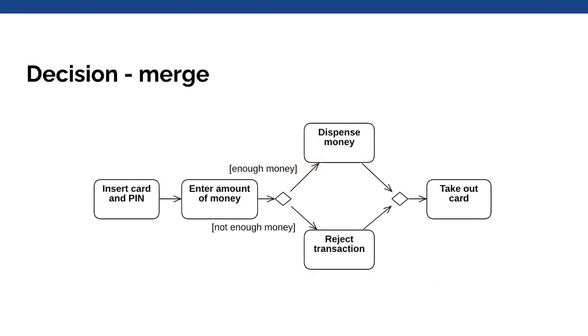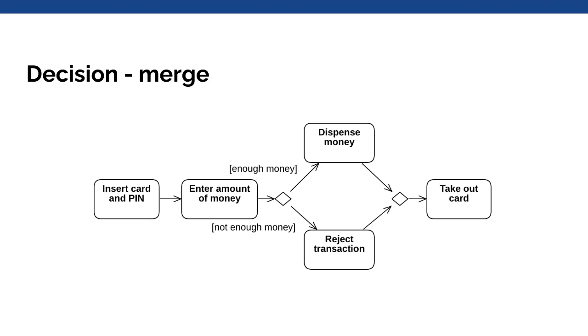The first combination is decision merge. This combination is shown in this example. It is an activity diagram of an ATM or money dispenser machine. The activity begins with the action of insert card and PIN, followed by the action of enter amount of money. After that, we have a decision.